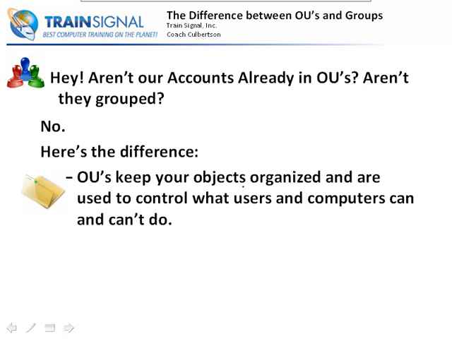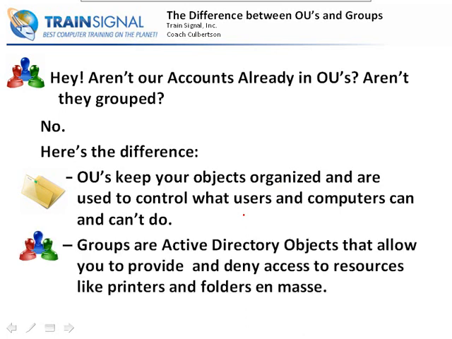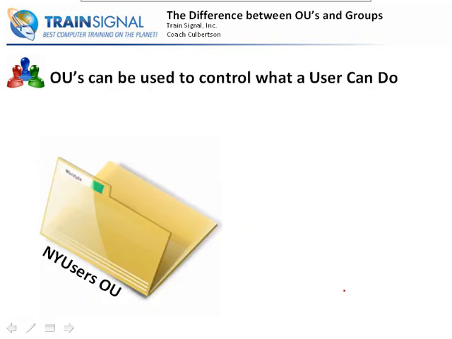Remember, OUs keep your objects organized, and they're used to control what users and computers can and can't do. That's the core usage of OUs, and that's a great and wonderful thing. Now, groups, on the other hand, are Active Directory objects that allow you to provide and deny access to resources like printers and folders en masse. When I say en masse, I'm talking about all together. Now, here's probably the biggest difference. Groups are objects that live in organizational units. So there's one real easy way to tell them apart: one lives inside the other. Okay, so let's kind of bring this out a little bit more.